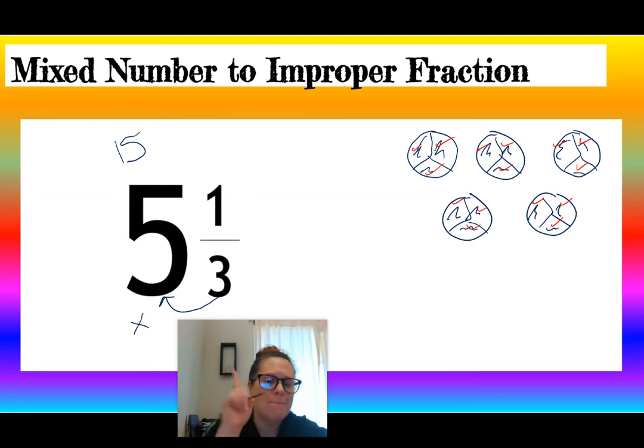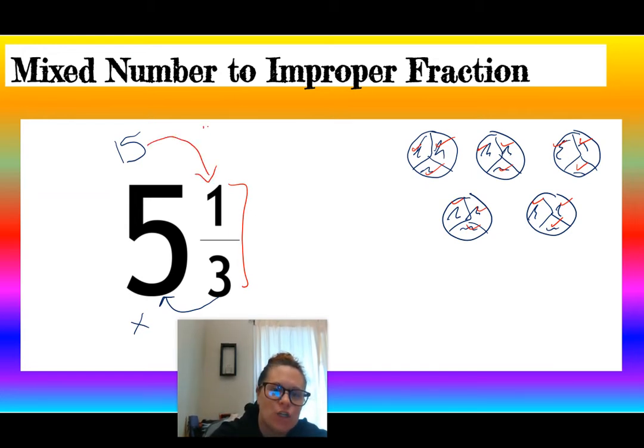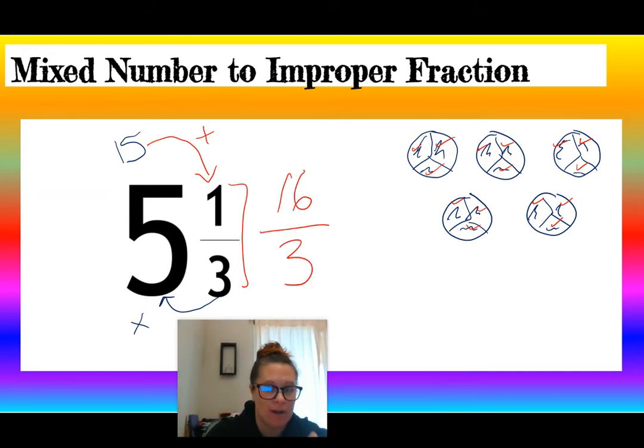You're welcome. But we still have a fraction left over. We still have 1/3. This 1/3 is still left over. So I'm going to take my 15 and add it to the 1. 15 plus 1 is 16 out of 3. Do not change the denominator. I'm going to draw in my last piece, break it into 3 equal pieces, shade my 1 in.